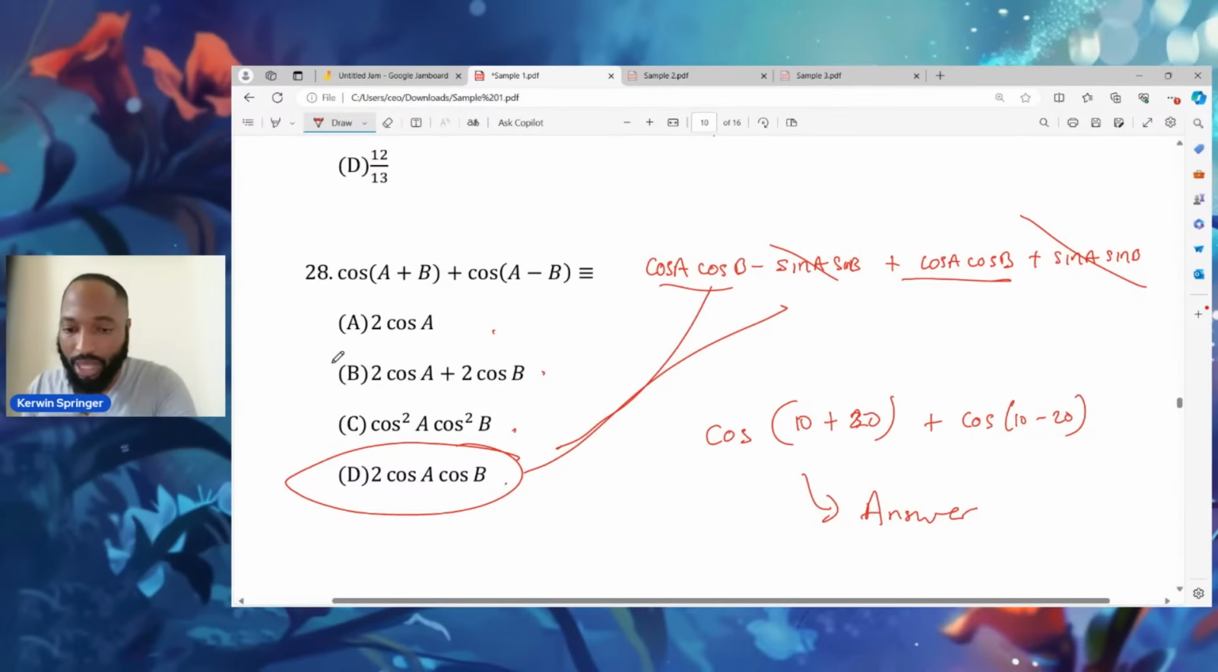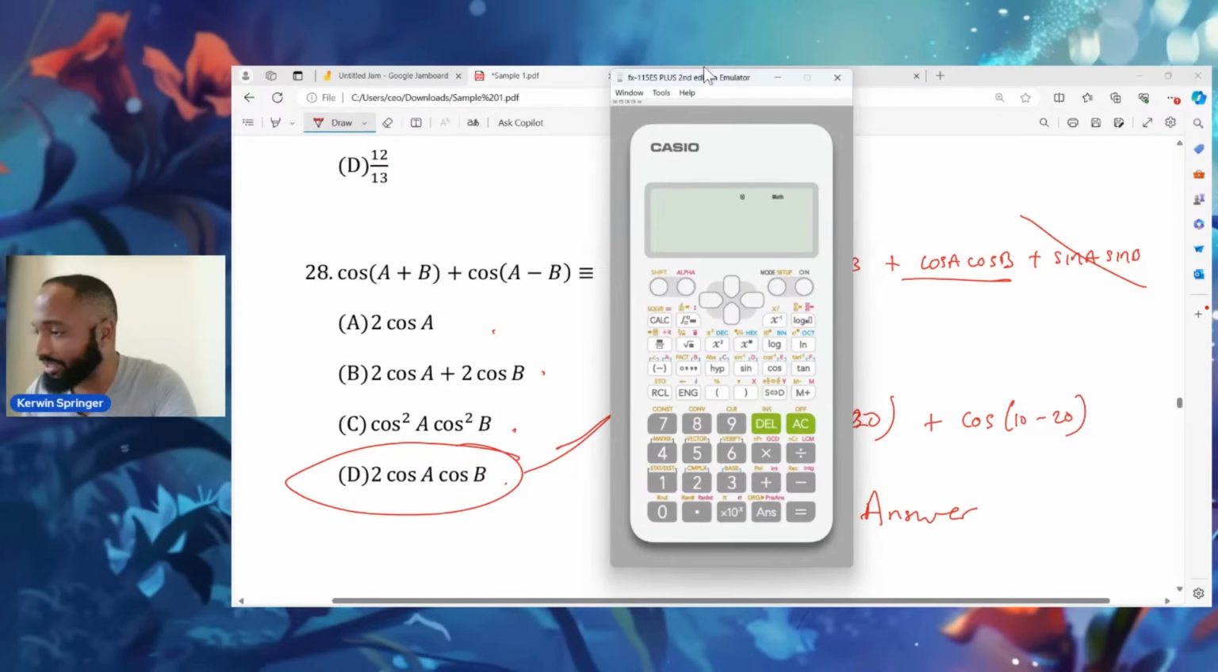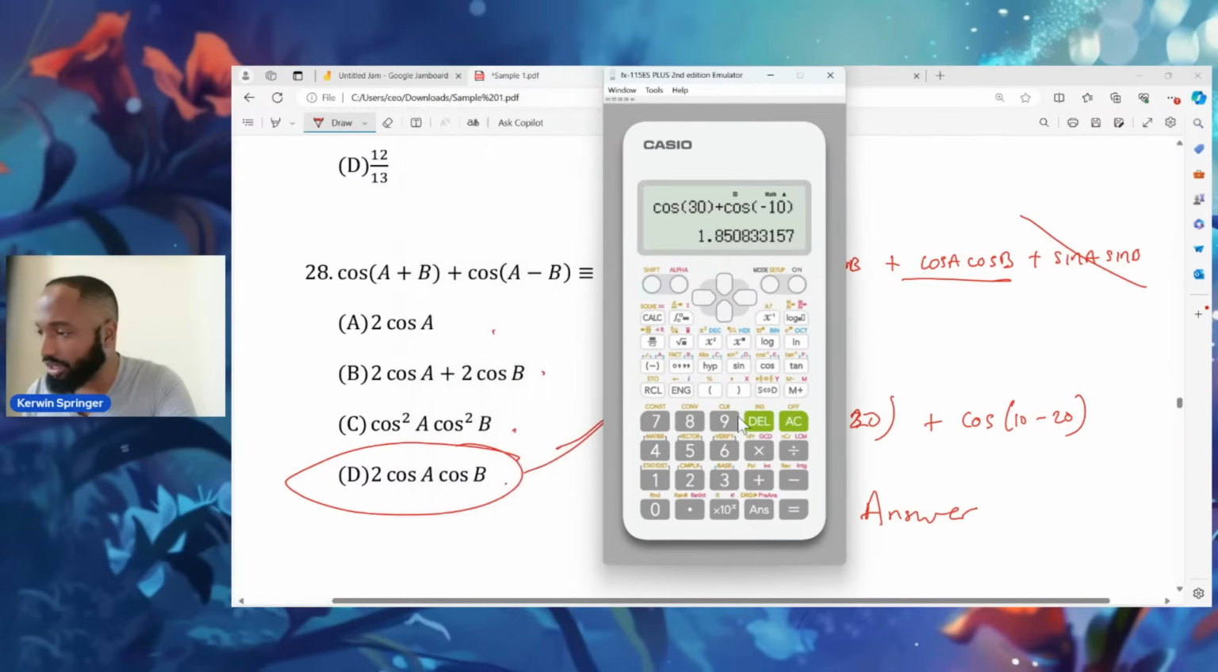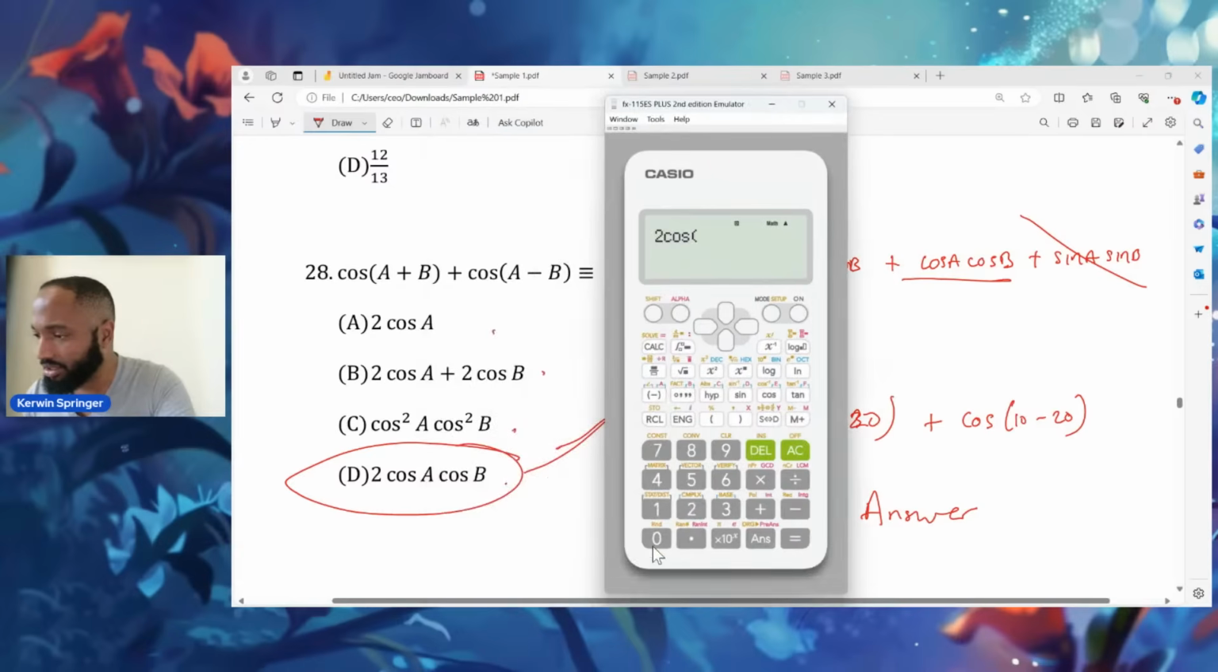So I'll just do the answer so you can see what I mean. If I have the cos of 10 plus 20, which is 30, plus the cos of 10 minus 20, so this is the cos of negative 10, I get 1.85. Now I can just do 2 times cos of 10 times cos of 20. 1.85. So I know my thing is working.